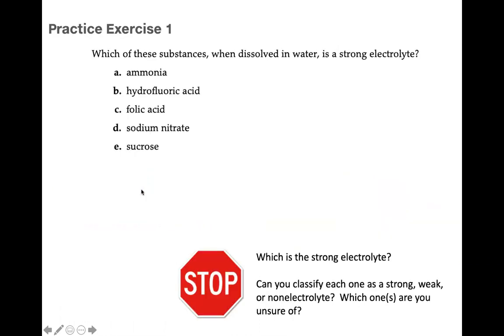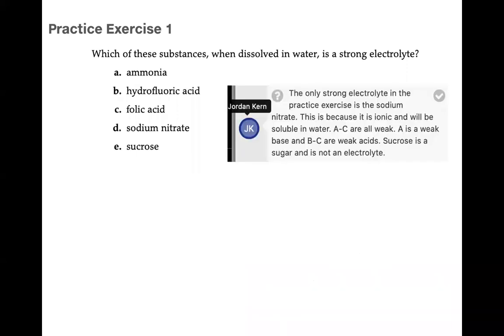Here's another way that I've seen it asked. So instead of trying to connect this to particle pictures, it says which of these, when dissolved, is going to be a strong electrolyte? And in the pre-class video, I've challenged you to even go beyond that. Which would be the strong electrolyte? How about classifying all of them? I noticed that folks initially, a lot of people were having success with this.